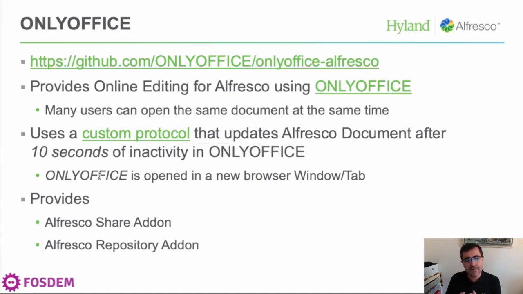And also the difference is that we are not using an iframe anymore, but we are opening OnlyOffice in a new browser window, in a new browser tab. So we are editing the document on this tab, and then we are going back to Alfresco. This add-on is providing an Alfresco Share add-on and an Alfresco repository add-on, so there is no option for ADF or ACA for the Angular components in this case. But you can still develop that because it's more or less the same thing as we have with the Collabora add-on.